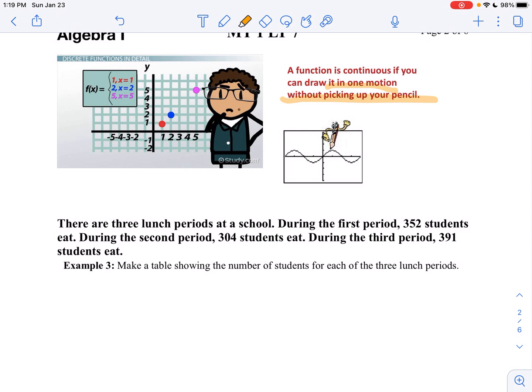So let's take a look at an example here. It says there are 3 lunch periods.